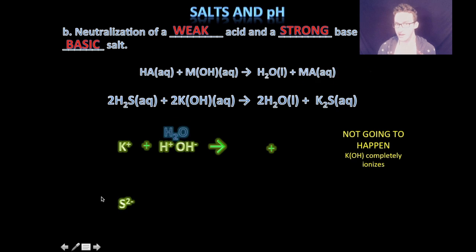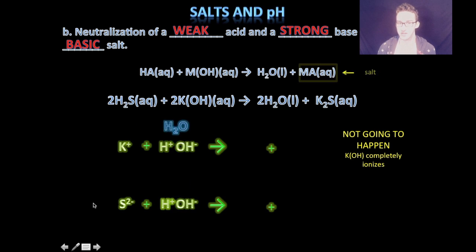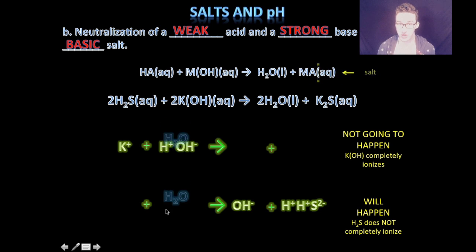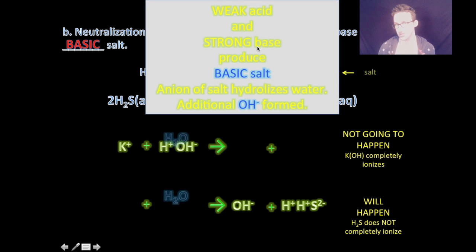As we look at the anion in this case, we will see the formation of additional hydroxide ions when the sulfide ion hydrolyzes or splits that water molecule. H2S does not completely ionize. It's not a strong acid. And so we will see this reaction happen. Therefore, additional hydroxide ions will be produced. Therefore, this salt will be considered a basic salt. So a weak acid and a strong base produce a basic salt. The anion of the salt hydrolyzes water. Additional hydroxide ions are formed.